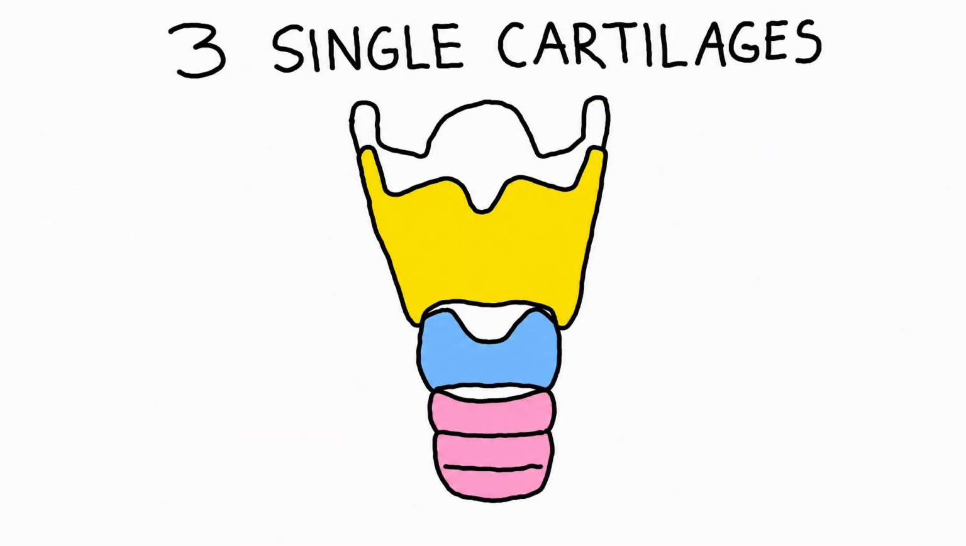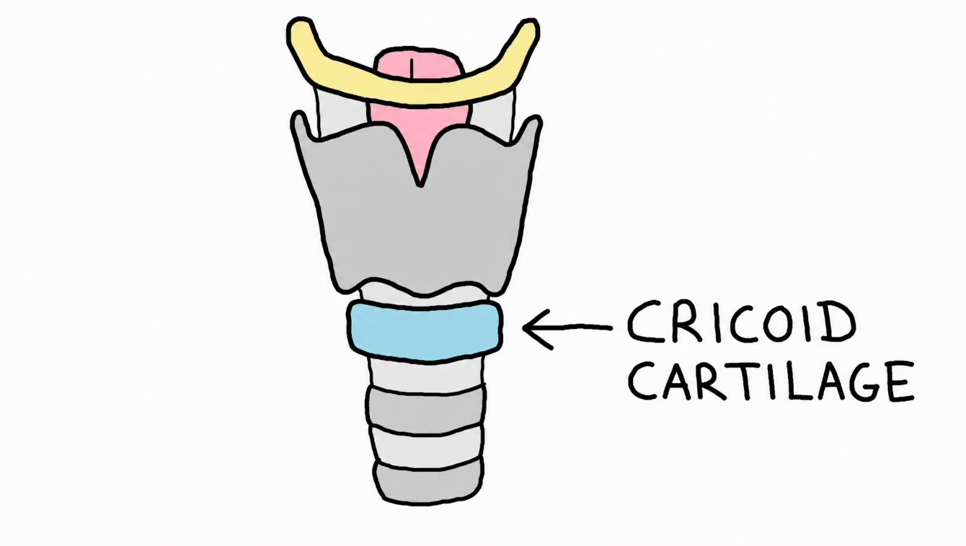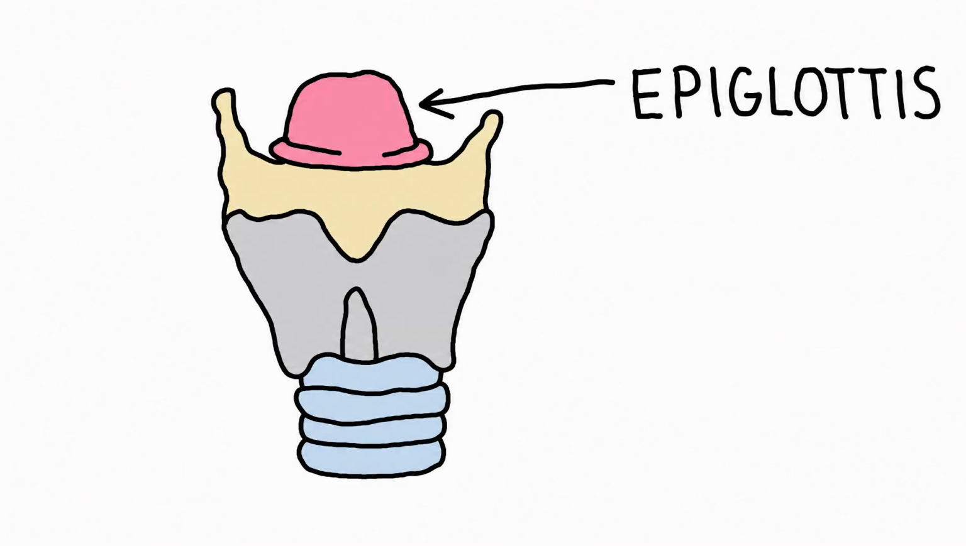And so you have three large single cartilages. You have the thyroid cartilage, as you can see right here, which is the largest cartilage. You have the cricoid cartilage, which is below the thyroid cartilage. And then you have the epiglottic cartilage, which is basically the flat-like epiglottis.